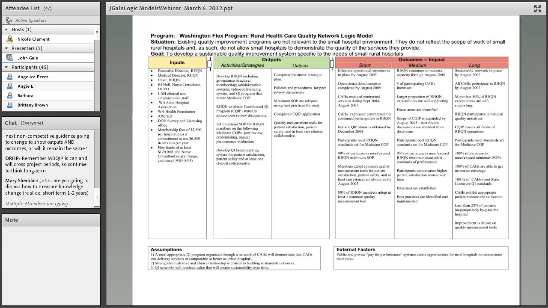They wanted to set minimum standards of participation for the members for at least 3 Medicare conditions of participation around peer review, credentialing, and annual performance evaluation. And they wanted to develop a QI benchmarking system focusing on patient satisfaction, patient safety, and at least 1 clinical collaborative project. So it's a pretty solid and robust strategy.